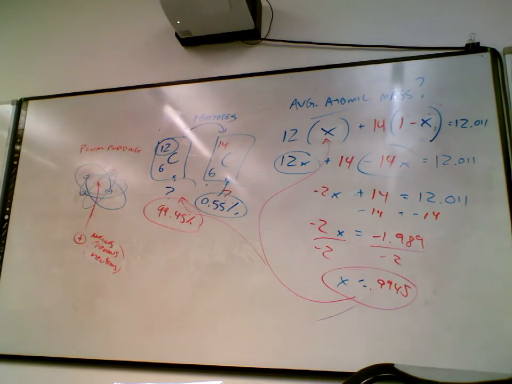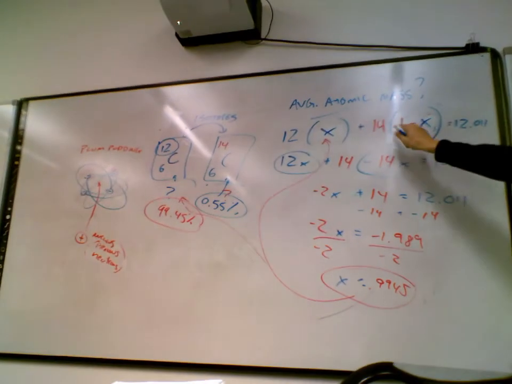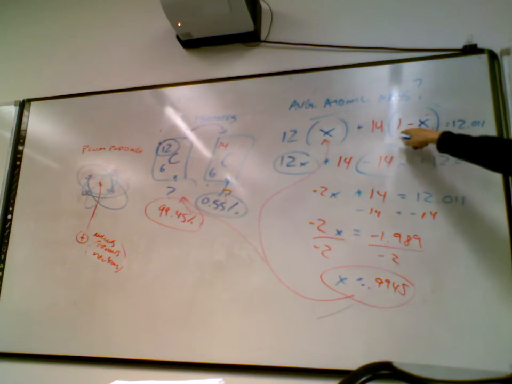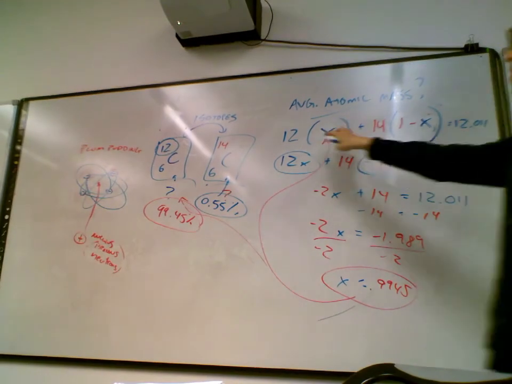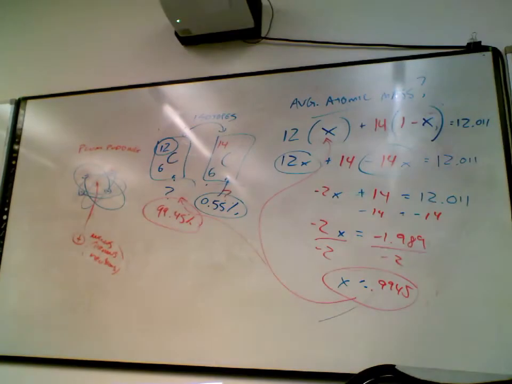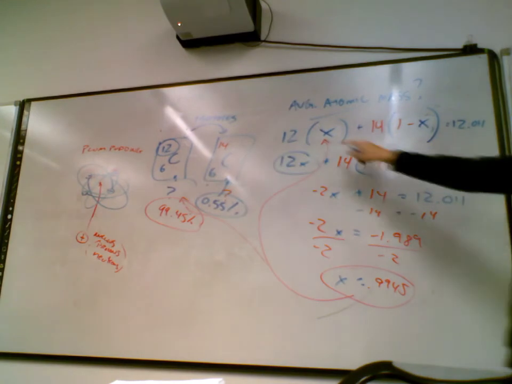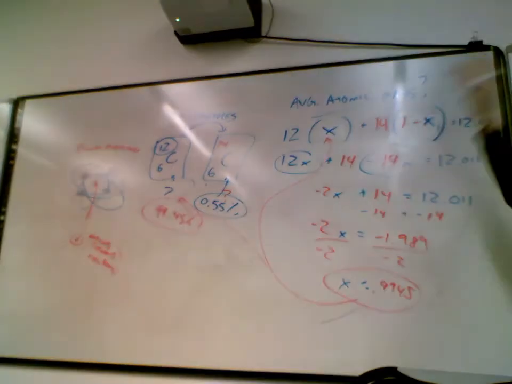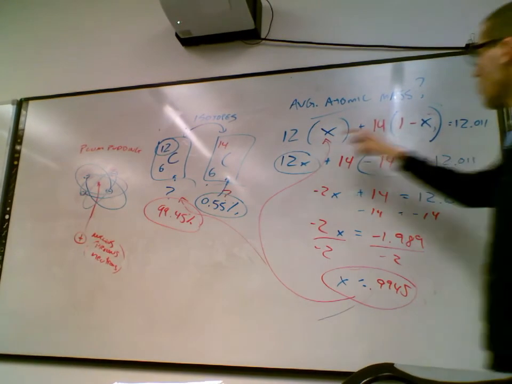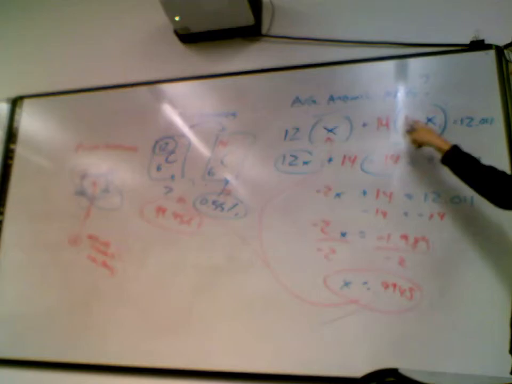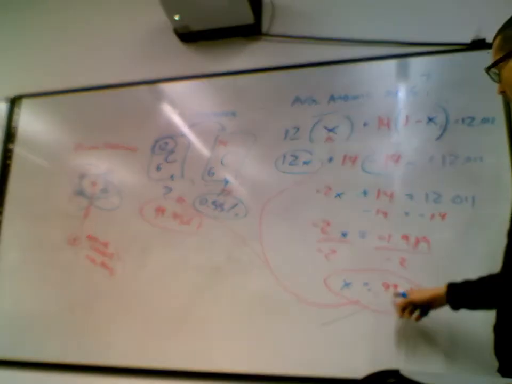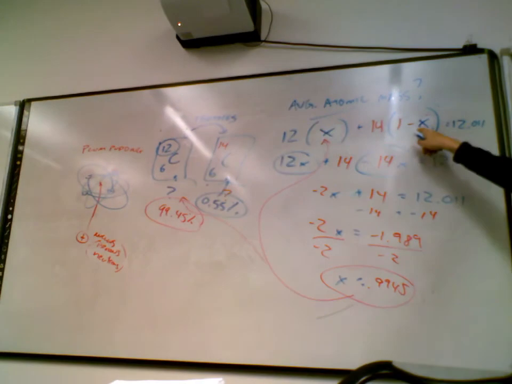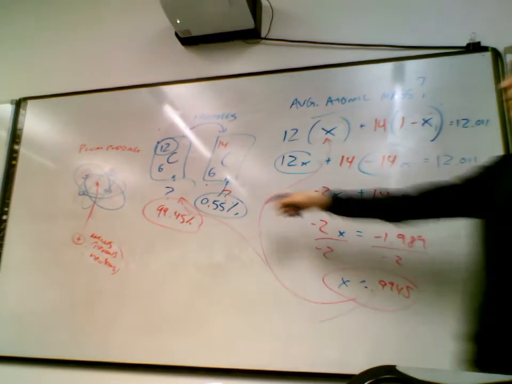If that one doesn't make sense to you, let me give you a hint. Think about why I put a 1 right there and not a 100. I put a 1 there because these are the decimal forms already of percentages. I'm trying to figure out what the percentage of one of them is, and since I can figure out one, I know the other is going to be 1 minus that percentage. So if this one is 0.9945, this one's got to be 0.0055. And when you change that back into a percentage, it's going to be 0.55%.